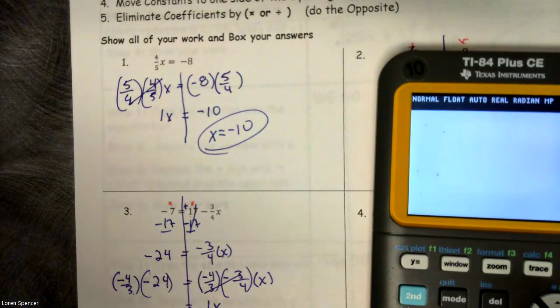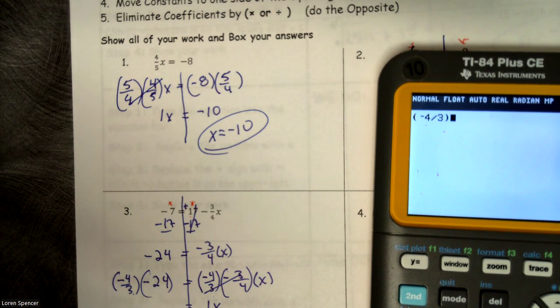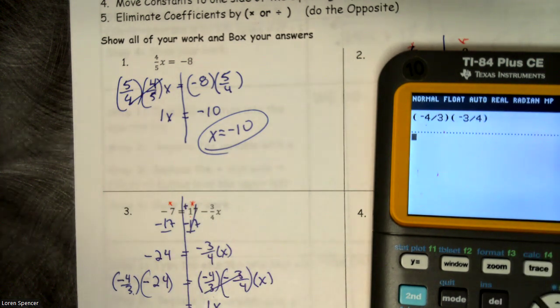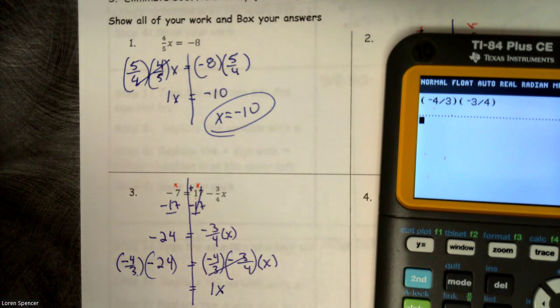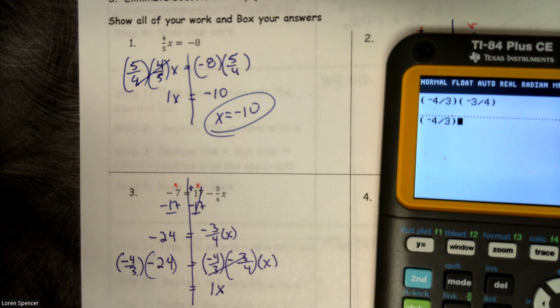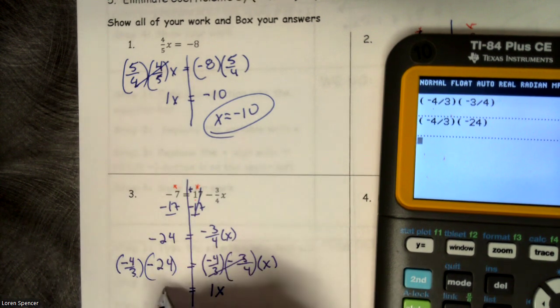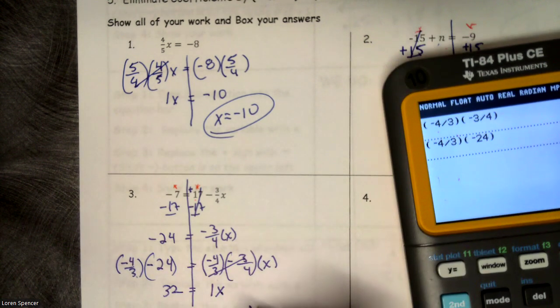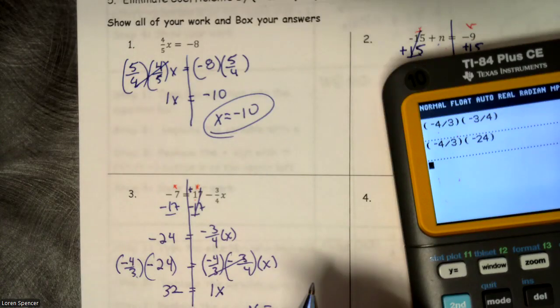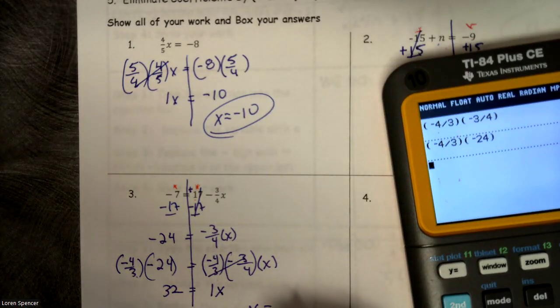And if I go to my calculator, I should show you that in just a second. Here, let me do this. -4 divided by 3, close the parentheses, and the parentheses, -3 divided by 4. See, that equals 1, so that gives us the 1x. On the other side, we have -4 divided by 3, parentheses, and then -24. So we end up with 32 equals 1x. So our answer is x equals 32.